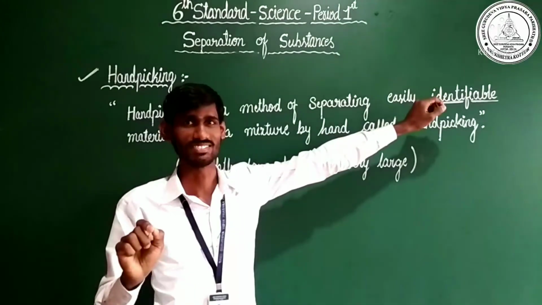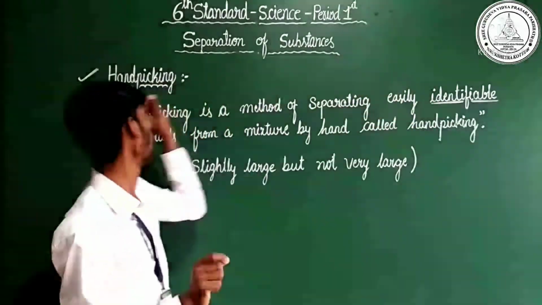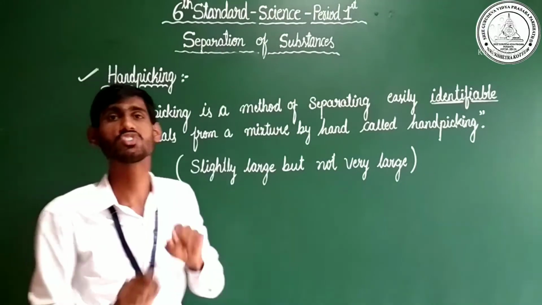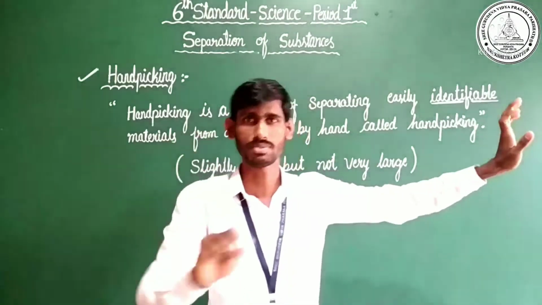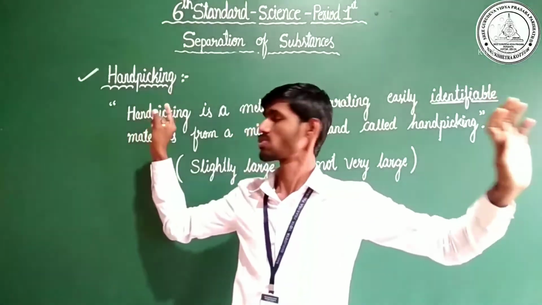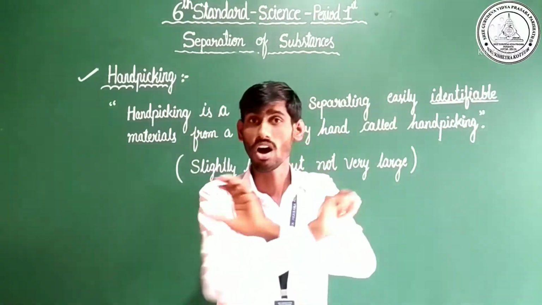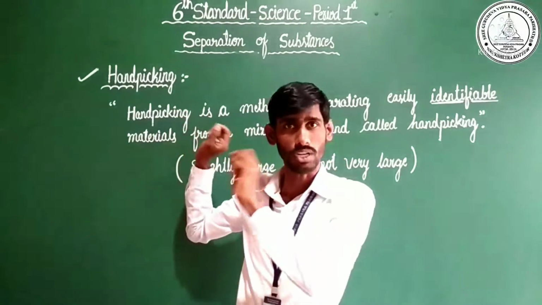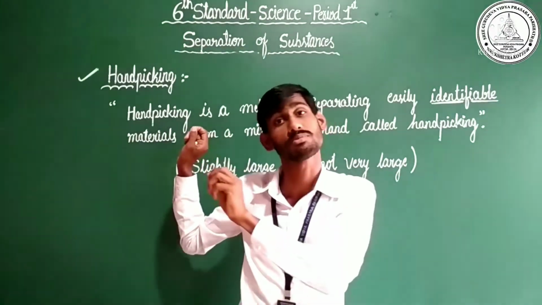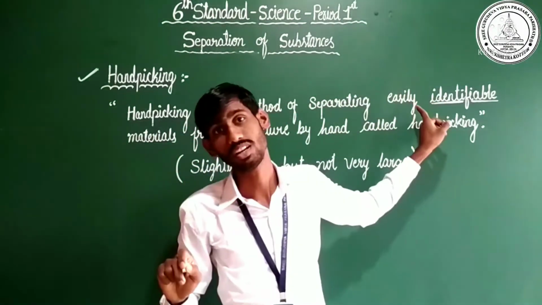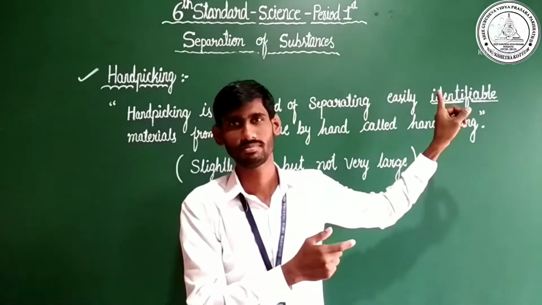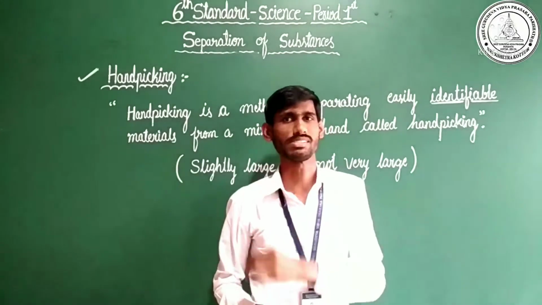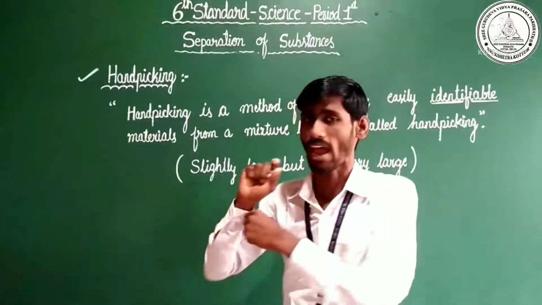I hope it's clear. Okay, dear children, the process of hand picking is not suitable for all substances. It is suitable for particular substances. Which type of substances? Those which are possible to identify. Okay, yes, examples of hand picking.